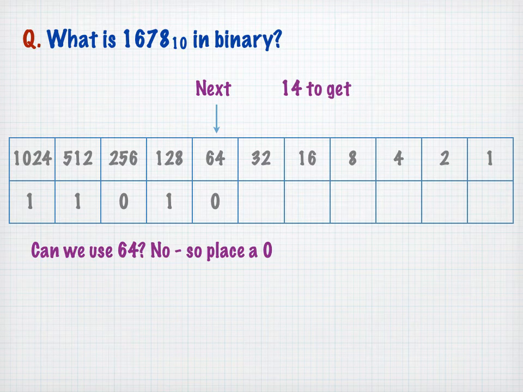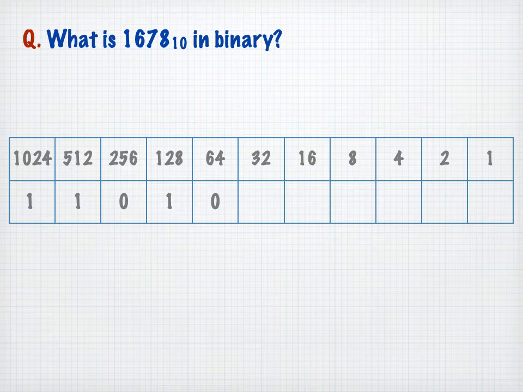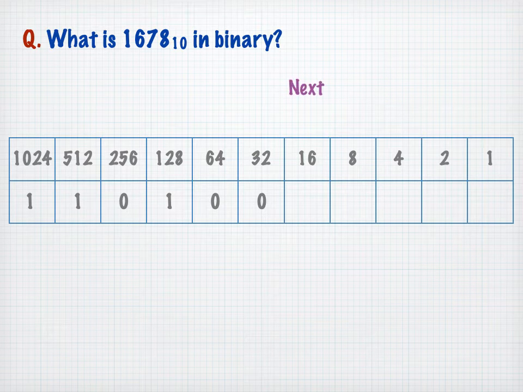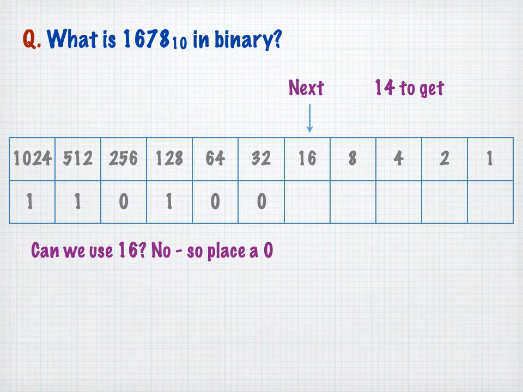Can we use a 64? No, so we place a 0. Still looking for that 14. Can we get a 32? No. Much bigger than a 14, that's no good. Still need to get that 14. Can we get a 16? No, 16 is bigger than 14, it's no good. Place a 0 in there.